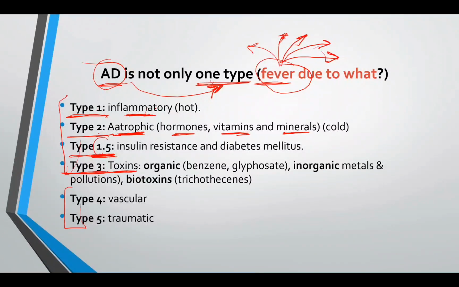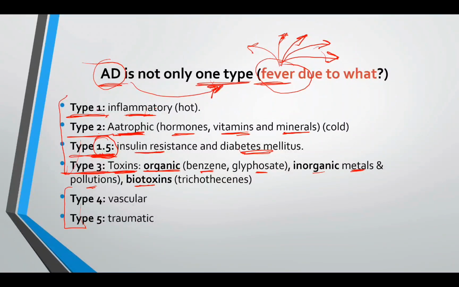That's why Dr. Bredesen gave it the name type 1.5, which is insulin resistance and diabetes. Why this? We will see. I will explain all these in detail in the coming minutes. Then number 3 is the toxic type. We have organic toxins like benzene, glyphosate, and inorganic like heavy metals like mercury and pollutants. And biotoxins, the toxins of microbes like trichothecenes. I will come to this later in detail after a while.